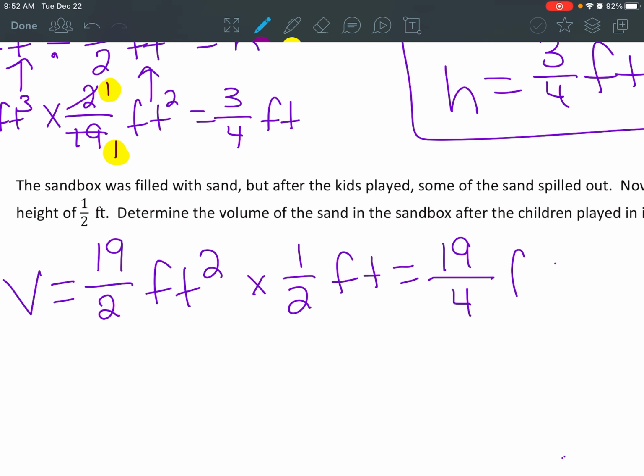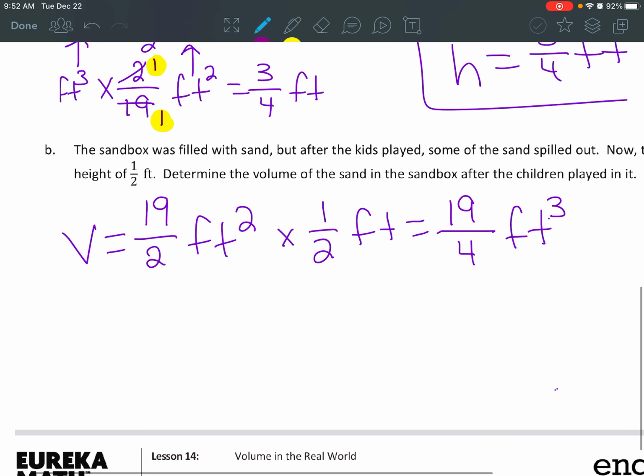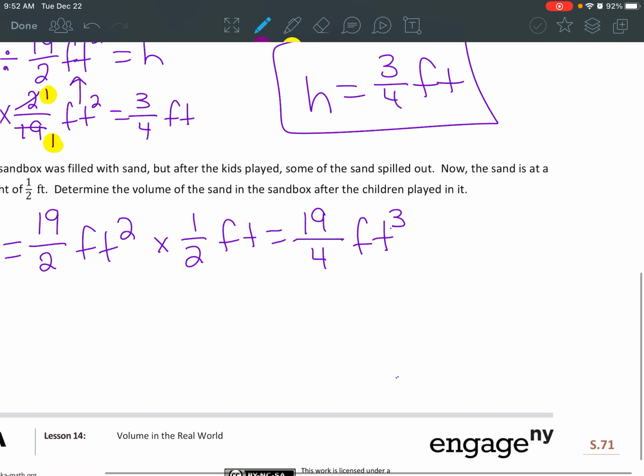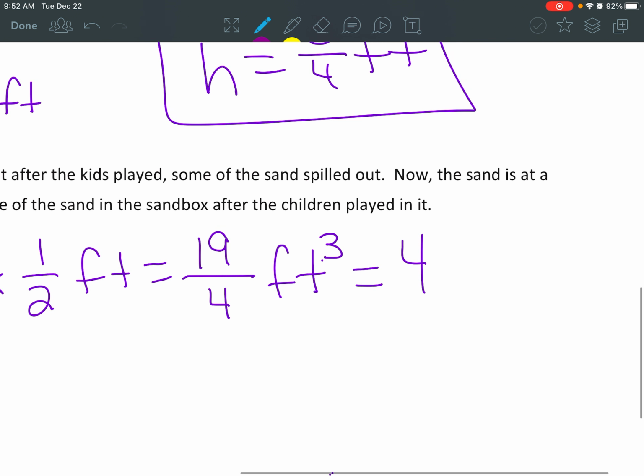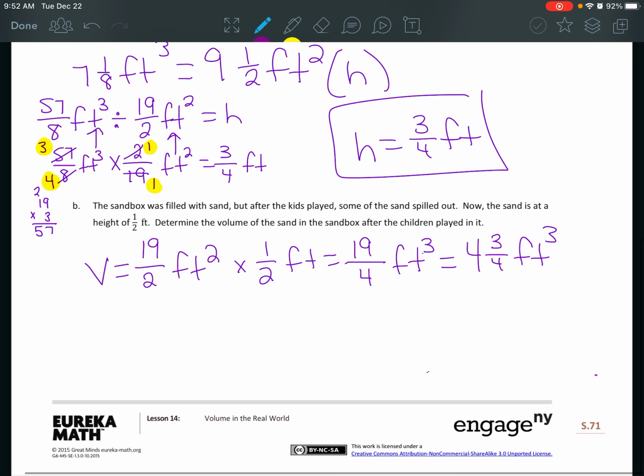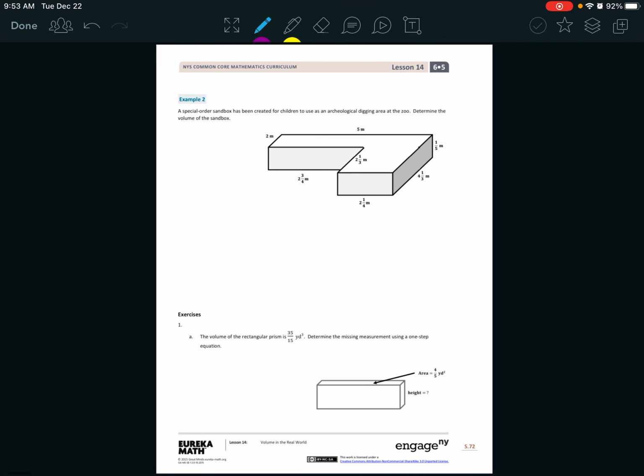Feet squared times feet is feet cubed. And then how many 4s are in 19? 4 times 4 is 16. 19 minus 16 is 3. So it'd be 4 3/4 feet cubed is our new volume. Okay, next page.